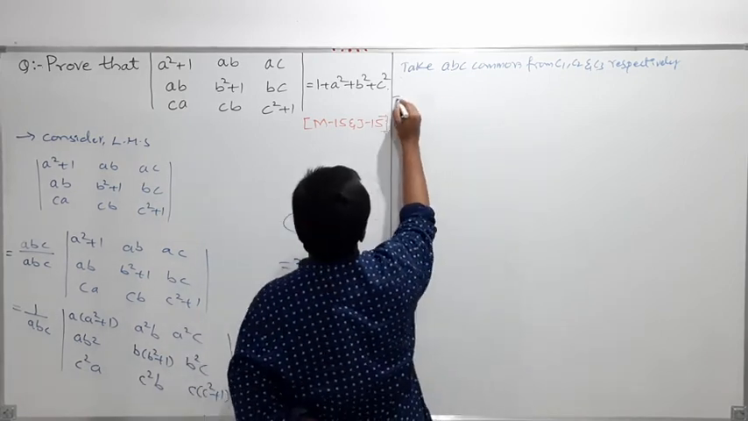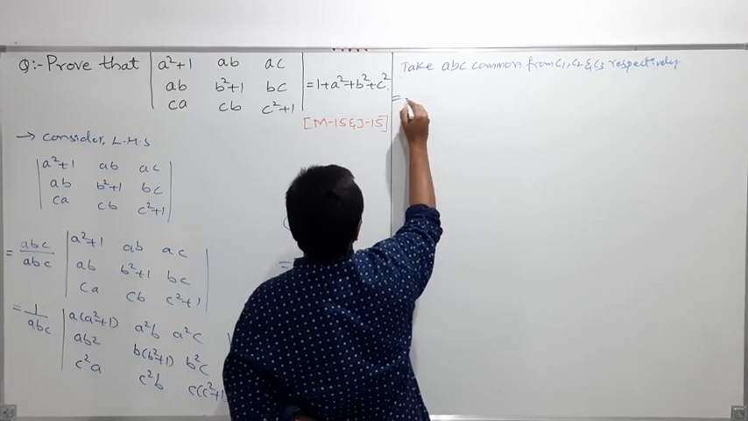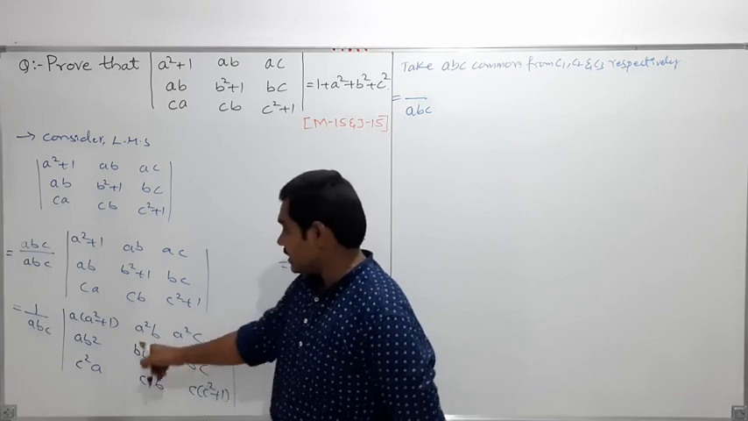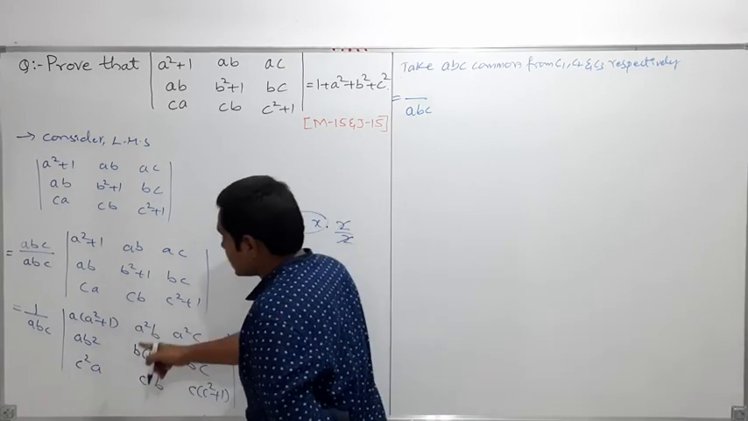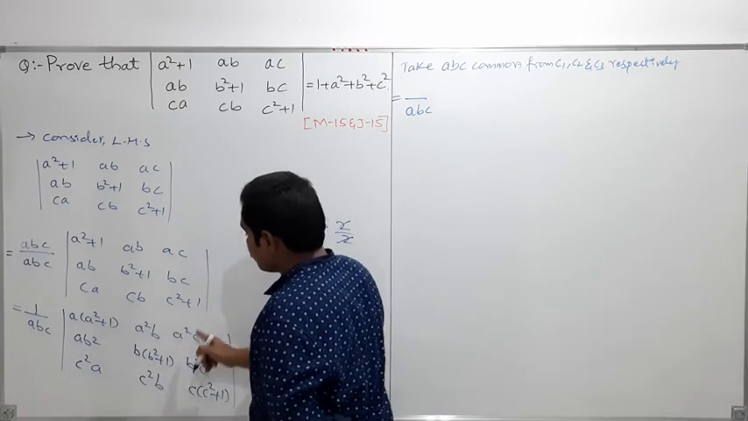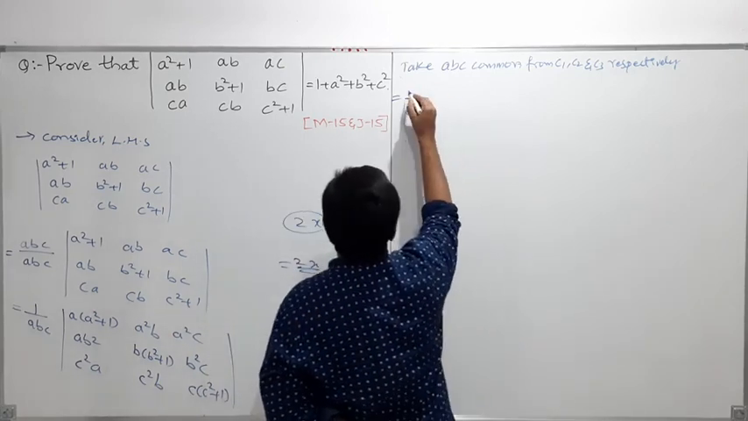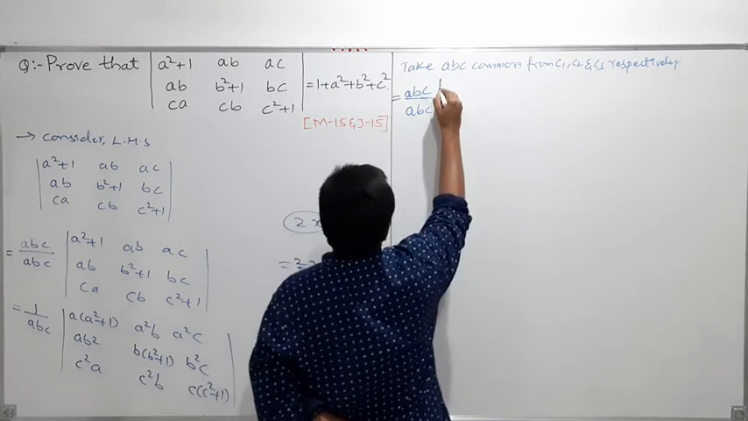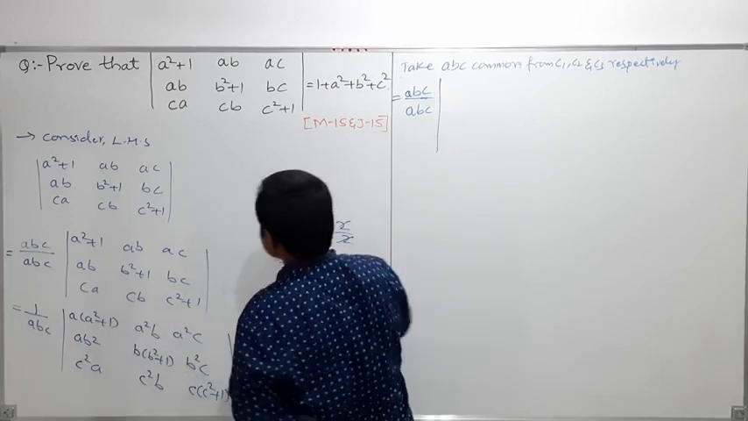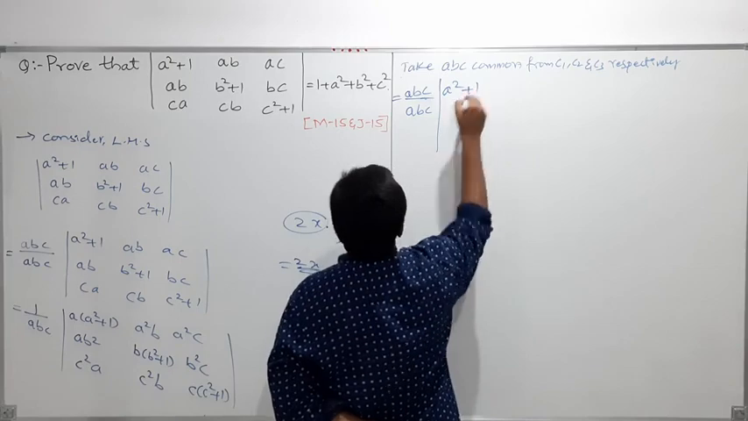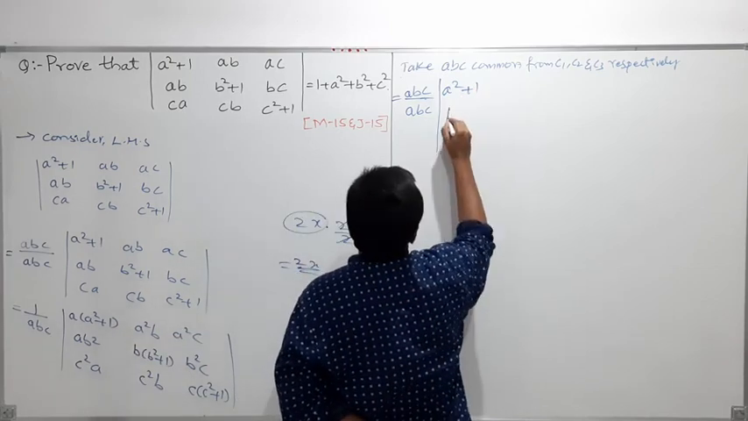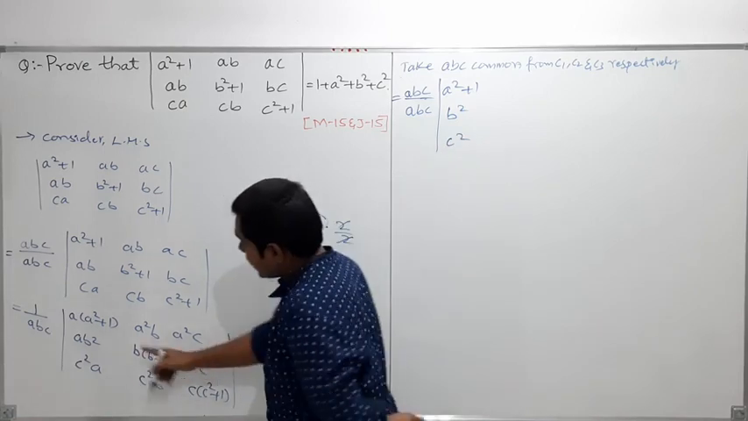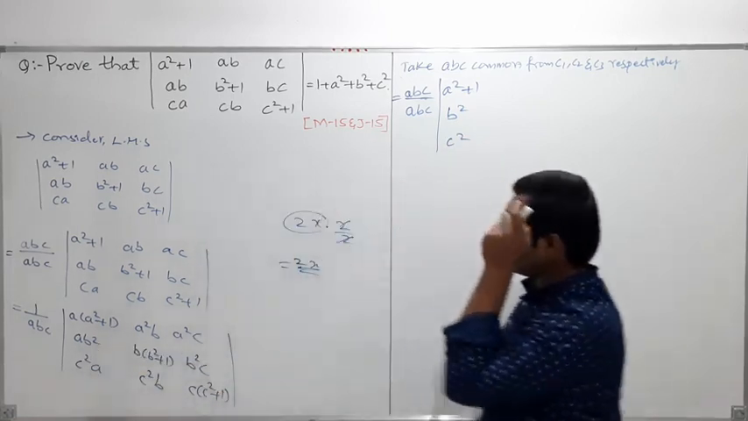So what happens, my students? Already I have 1 by ABC in the denominator, outside the determinant. Now if I take A from column 1, B from column 2, and C from column 3, again I get ABC. So I am taking ABC outside. If I take ABC outside, what is remaining here? It is A square plus 1, and here it is B square, and here it is C square, because I am taking A common from column 1.